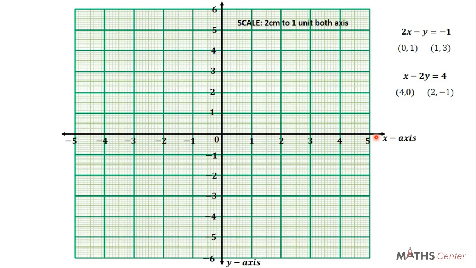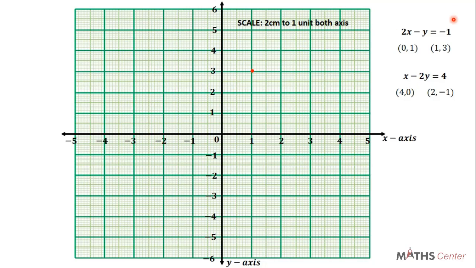So this is my x-axis and this is my y-axis. Now you can see on your graph sheet that if you do it very well, your x-axis will be numbering from minus 5 to 5 and your y-axis will be numbering from minus 6 to 6. Now you plot these points on the graph sheet. So I'm going to plot them.